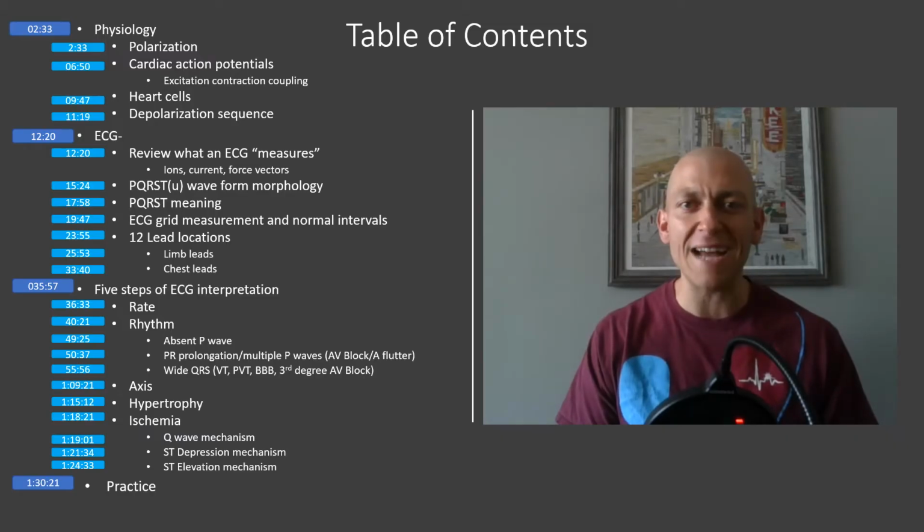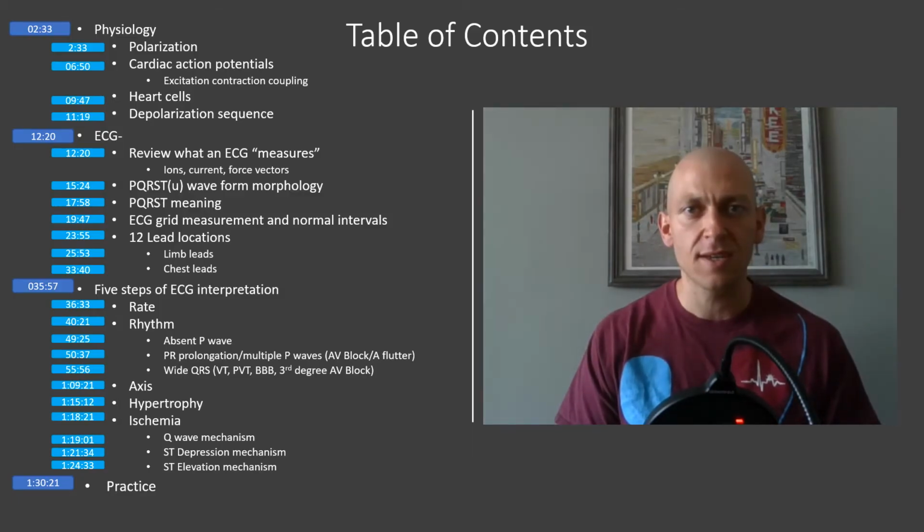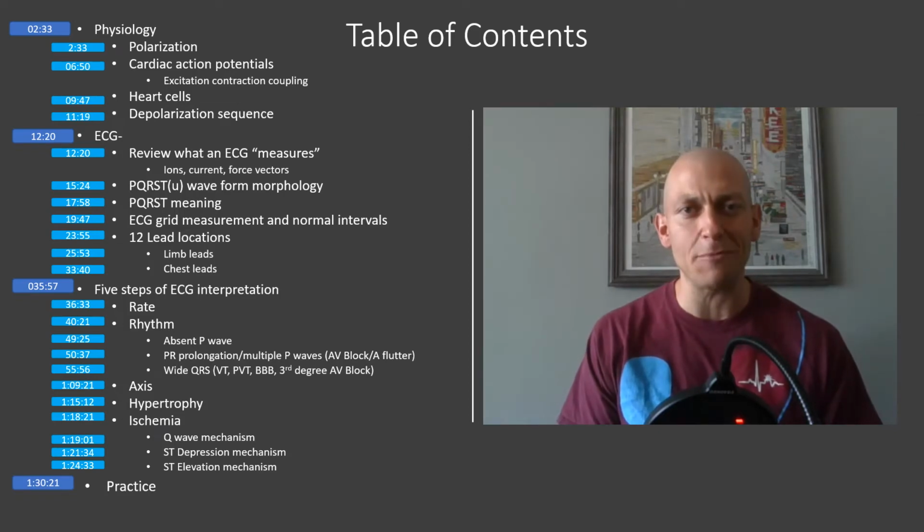Finally, we'll learn a 5-step process for reviewing ECGs: rate, rhythm, axis, hypertrophy, and ischemia. The goal is to be able to objectively identify abnormalities. And finally, once we've objectively identified anything out of normal, putting the pieces together to interpret what the ECG represents.